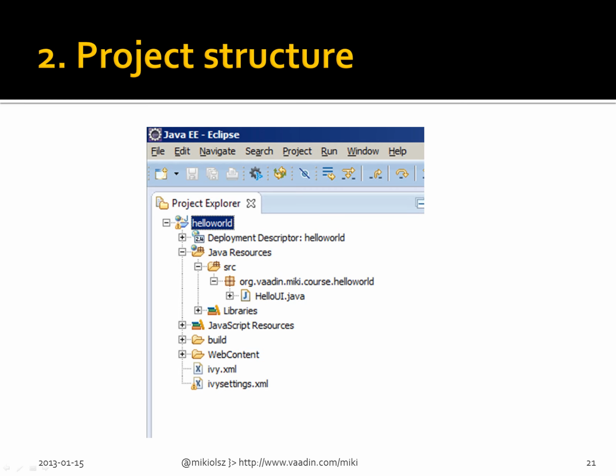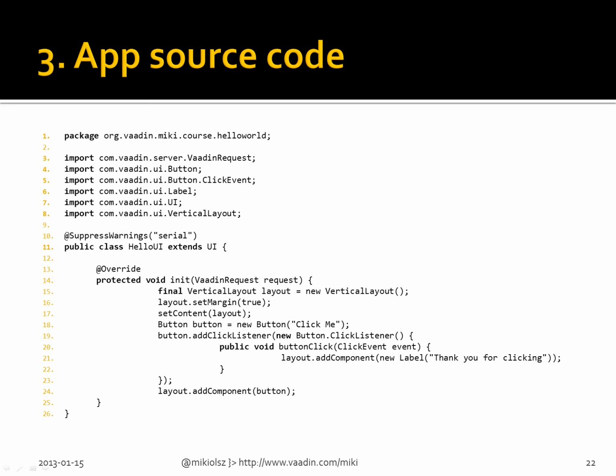Okay, so our new project looks in the project explorer more or less like shown on this picture. We see an application class, or an entry point to our application, and then we see some other things we shouldn't have to worry about right now. So this is our code, the source code that is generated as a Hello World application.